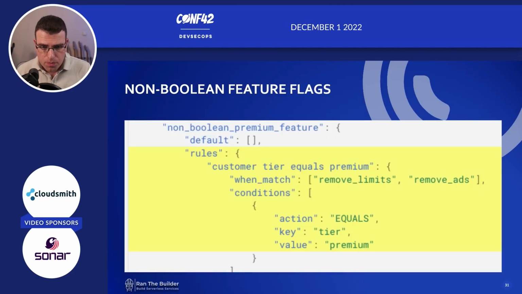And also you have non-Boolean feature flags. You can use any basic JSON, any valid JSON value. It can be a list of strings, integers, etc. In this case, I'm using a list of strings, where I want the premium tier to have special actions that I do on their account, like remove limits and remove ads. But the default for the non-premium users is that no special action is going to be applied.